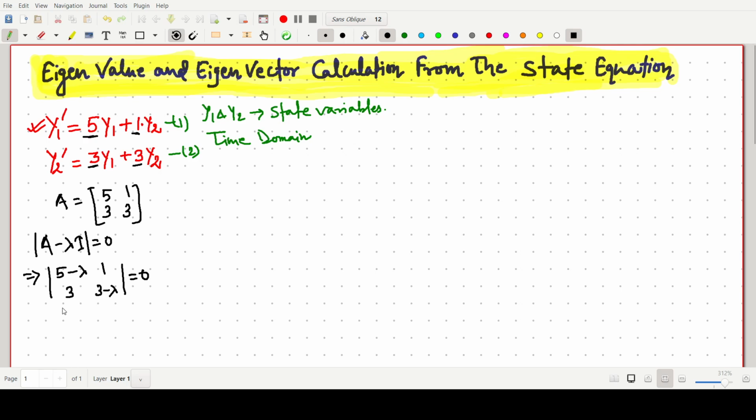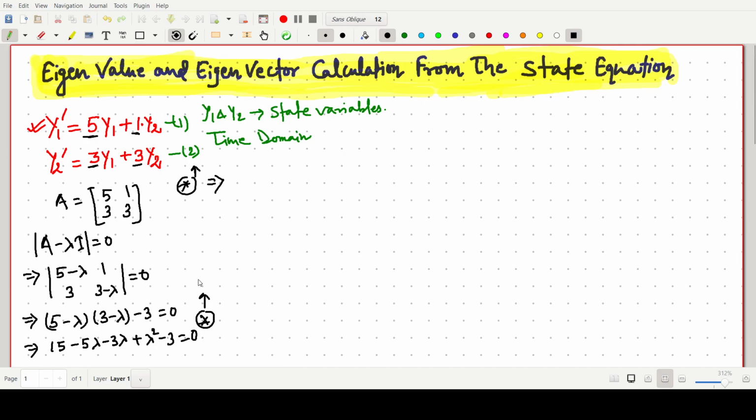Now we can write this as (5 minus lambda)(3 minus lambda) minus 3 equals 0. From this we get 5 into 3 is 15, minus 5 lambda minus 3 lambda plus lambda square, minus 3 equals 0. Here I am writing the same thing.